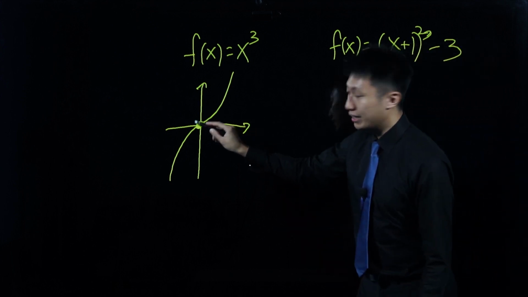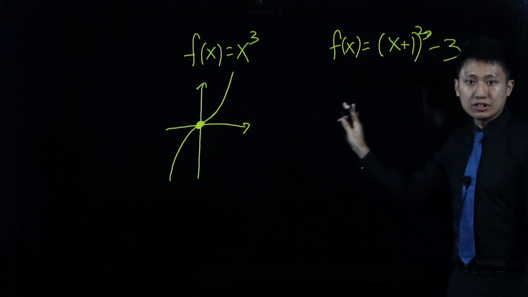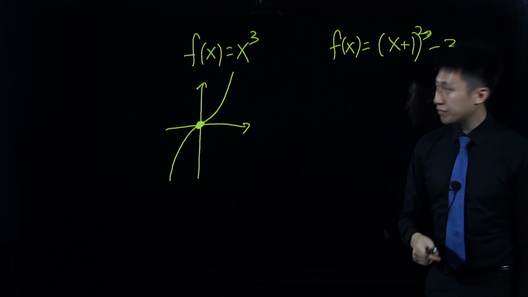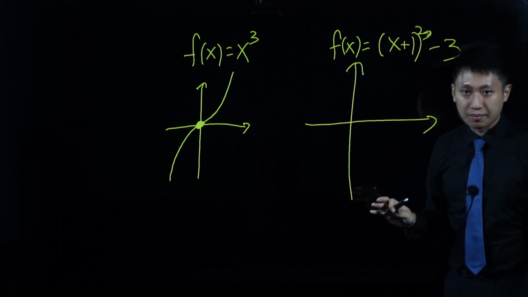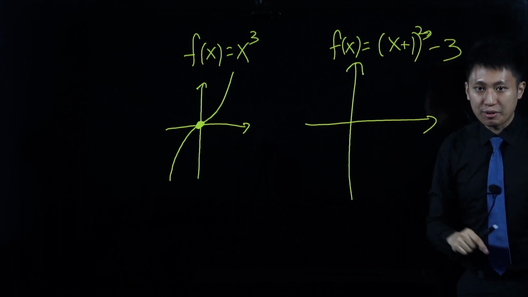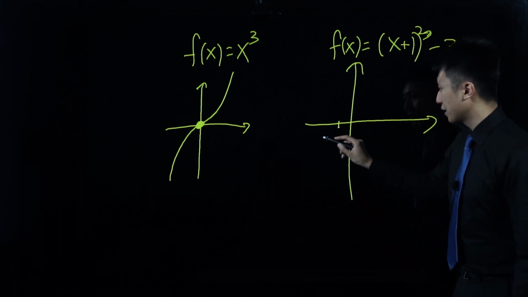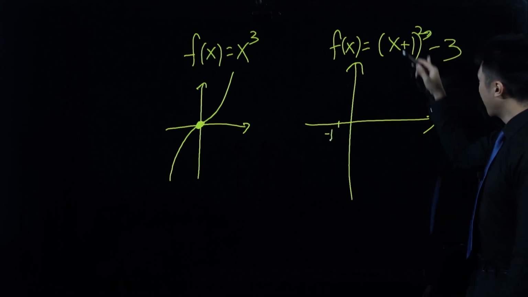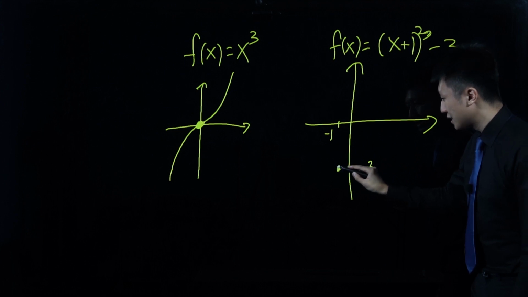Let's say you take this as a pivot point, the center here. Then now this one shifts to where? You do the same thing. This thing is set equal to 0, so the x coordinate will be negative 1. So negative 1 here, I plot the point, and minus 3 here, I plot another point. So this is the center.